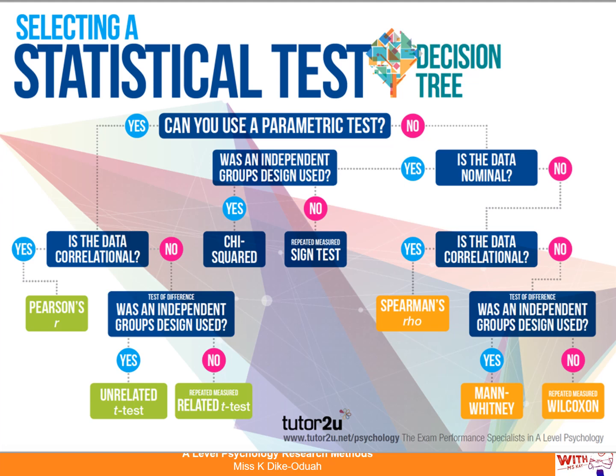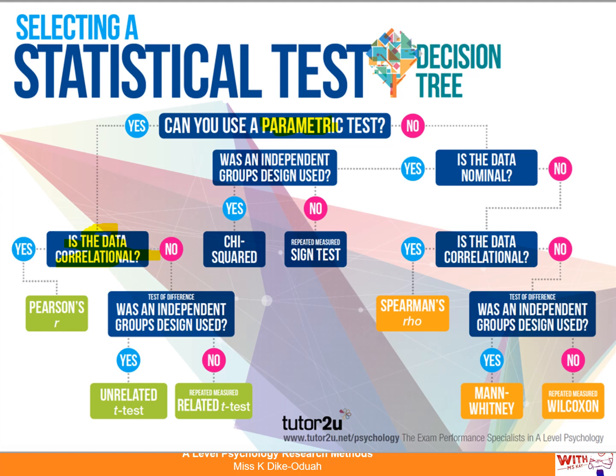We always start off with the question, can you use a parametric test? Because the word parametric means powerful, in essence we're asking ourselves, is the data interval? If the data is interval, we come to this side, and once we determine the type of data being used, we ask, is the data correlational? If the data is correlational, then of course we would say Pearson's r, which is a correlational statistical test.